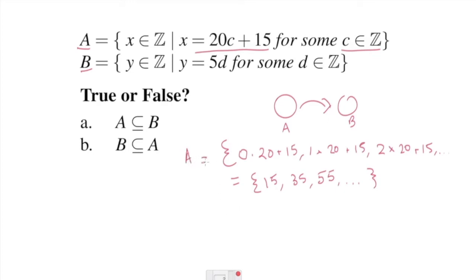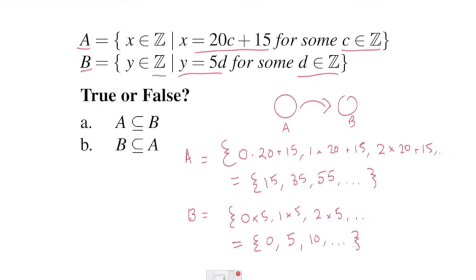So this is A. Let's look at B. Okay, so B is also from the integer set. And then a member of B has to be expressible as 5 times d, where d is some integer. Okay, so let's do the same process. Let's say d is 0. So we get 0 times 5, we get 1 times 5, we get 2 times 5, and so on. So this is going to work out to be the set of multiples of 5. So 0 times 5 is 0, 1 times 5 is 5, 2 times 5 is 10, and so on.